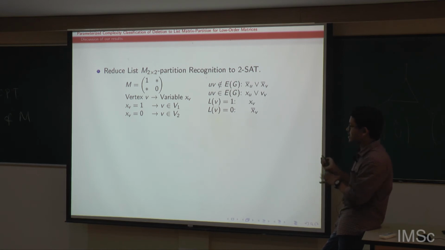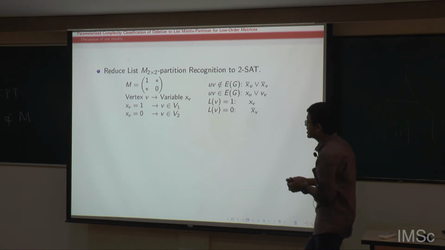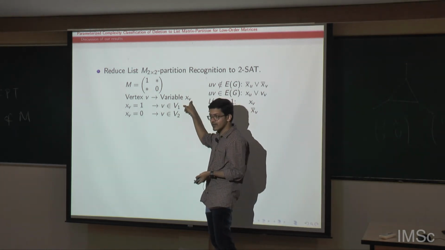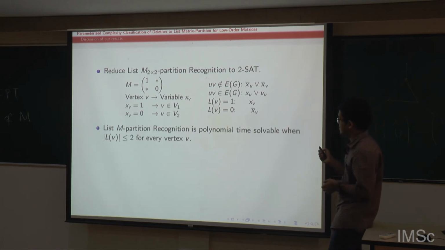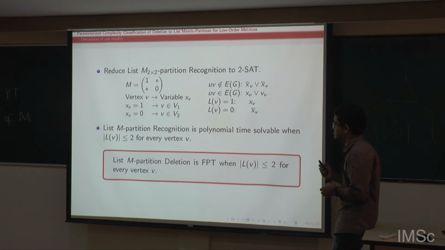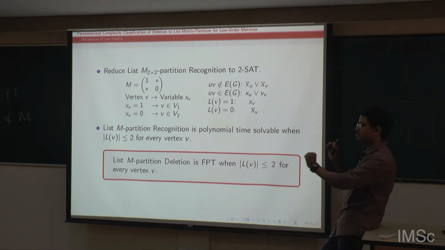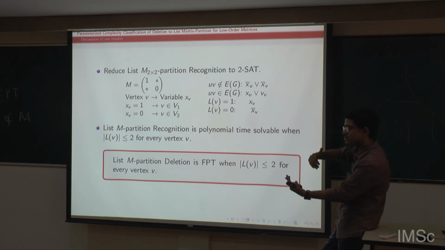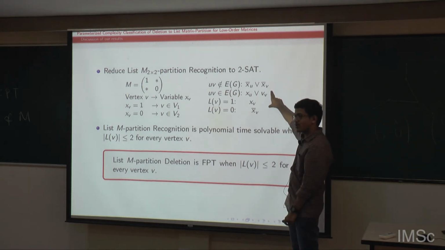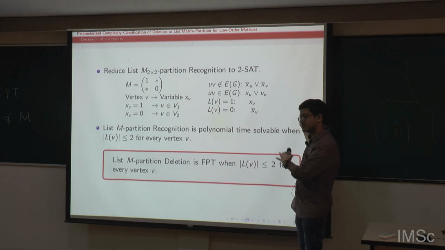This reduction again dates back to Professor Hell's paper. This reduction is actually quite nice. For every vertex, we have exactly one variable. And the corresponding deletion problems also correspond very nicely. The list matrix partition deletion problem is a yes instance if and only if the variable deletion almost 2-SAT for this formula is satisfiable.